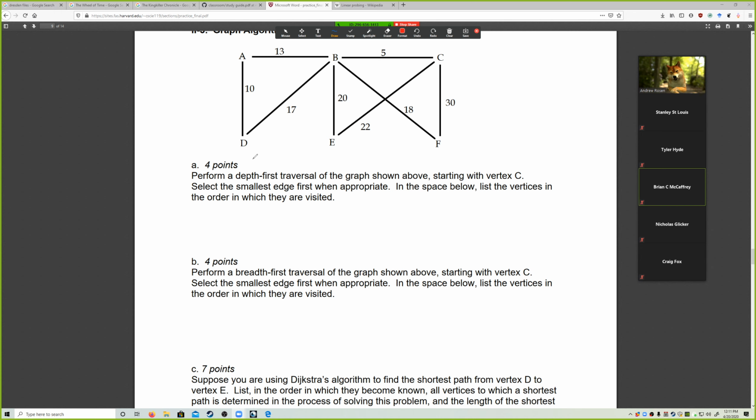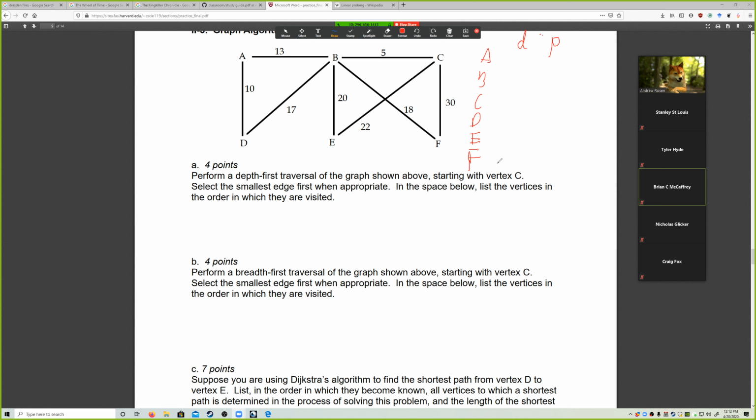So to find the shortest path from D to E, we have to find the shortest path to everything else. List in order in which they become known all the vertices for which the shortest path is determined, and the length of the shortest path. So what we're going to do is create our set over here, A, B, C, D, E, F. We're going to go ahead and just do full Dijkstra's. We start with D, which is our distance, and P for our previous.